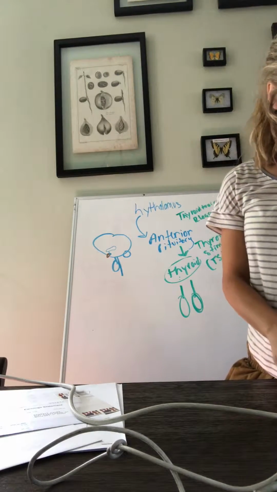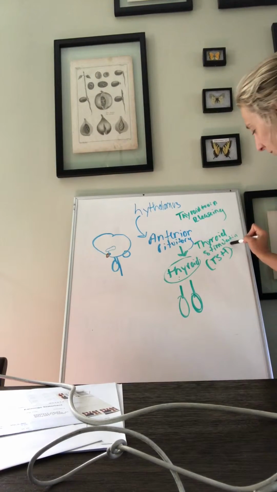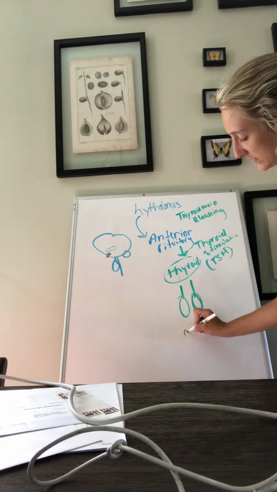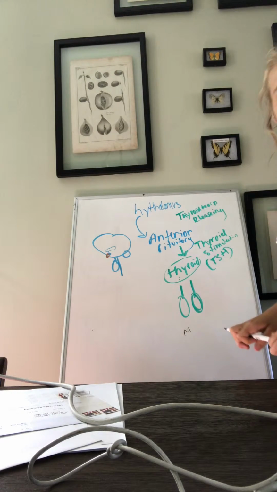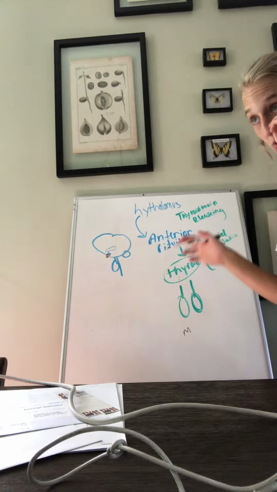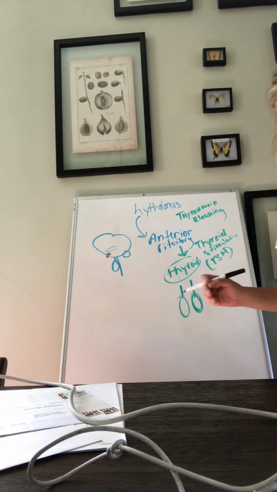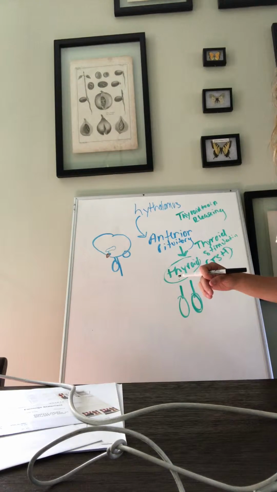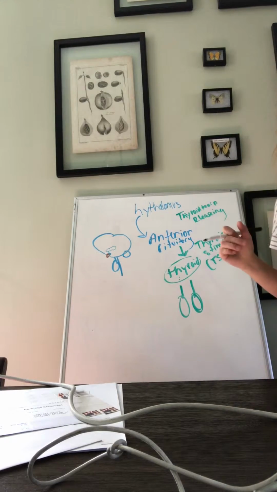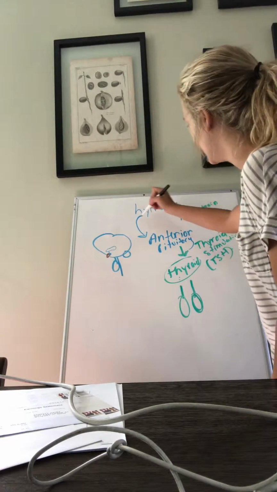So once the anterior pituitary releases thyroid stimulating hormone to the thyroid, the thyroid then releases T3 and T4, which is what we talked about last video, into most cell bodies. And remember, the release of T3 and T4 needs iodine.